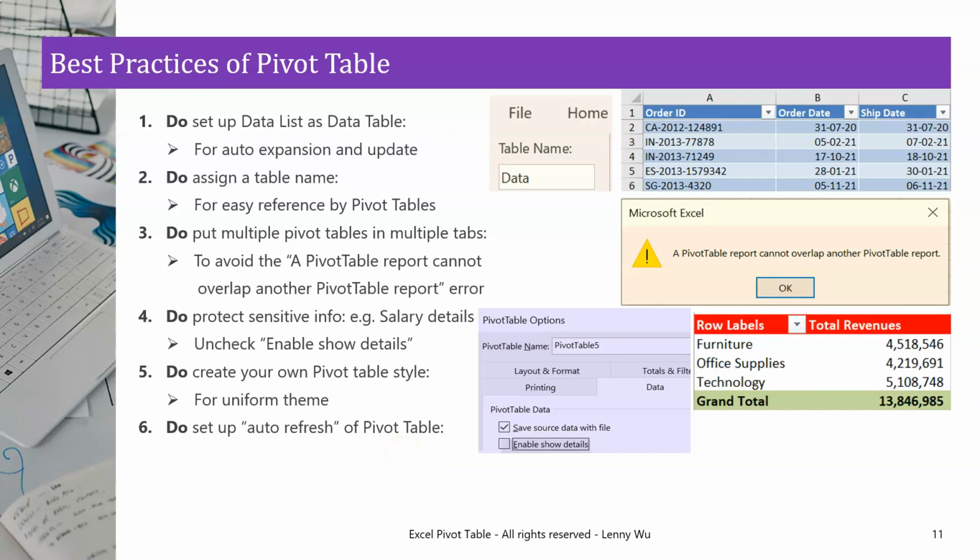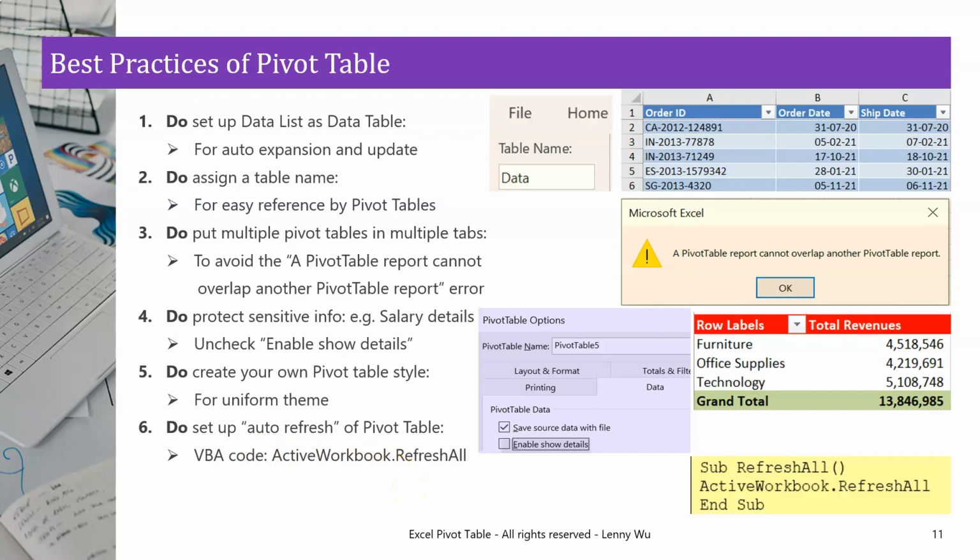So how to build a mechanism to auto-refresh the pivot table whenever people select that pivot table or that tab or open that workbook? Next I'm going to show you the trick. We need to use VBA code, ActiveWorkbook.RefreshAll. Put it into the VBA panel so that you can assign it to a button or a worksheet. Let me show you how.